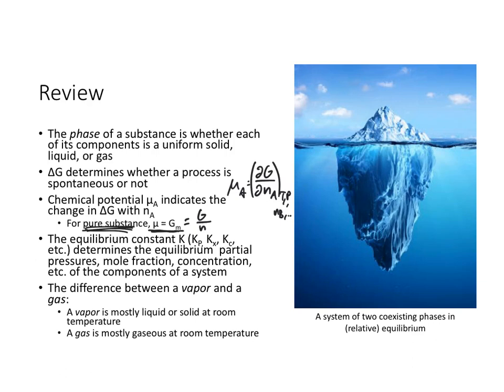And those tell us the relative proportions of the different substances within the system. It's going to be a little bit harder for us to think about Kp with the liquid and solid phases, but we'll get to those later and see how to think about those. Lastly, the book mentions the difference between a vapor and a gas. And the thing to keep in mind with this is that a vapor is a substance that's mostly in the liquid or solid state at room temperature.